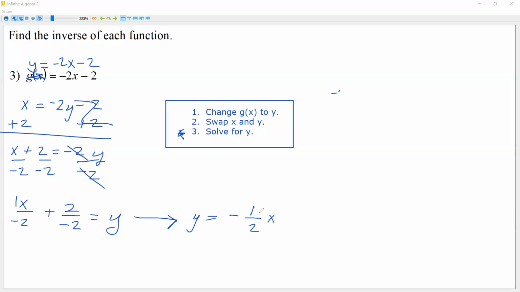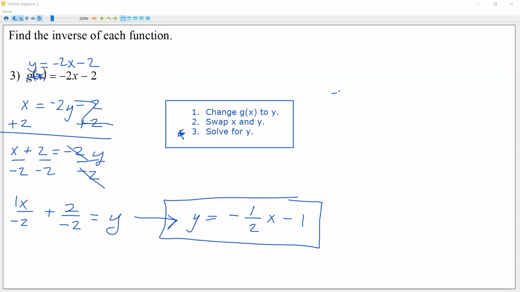You could leave it negative x over 2. That's okay also, but it's the same thing. So I'm going to put negative 1/2 x. And then 2 divided by negative 2 is a negative 1. So I would say that's my final answer.